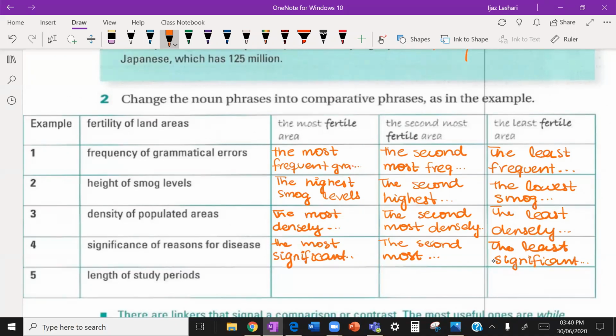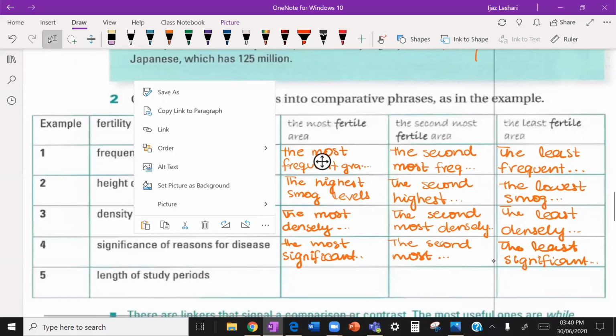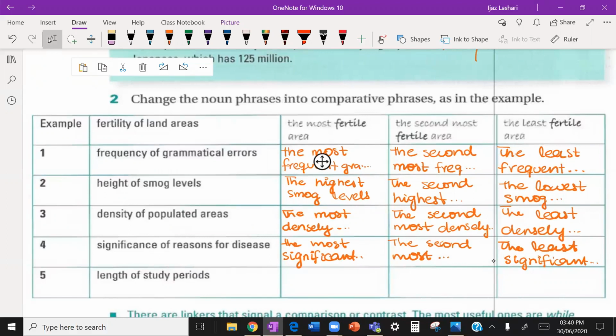Okay. The number five is length of study periods. Now look at the word length. It's like long. Its adjective will be long. So what comparative can we use with long? Can we say more long or longer, longest? What can we say as superlative?